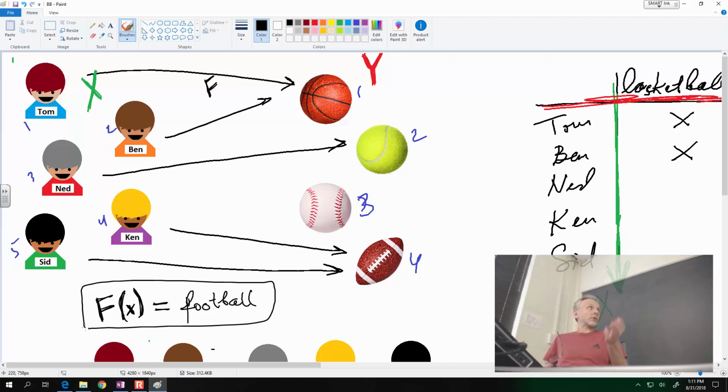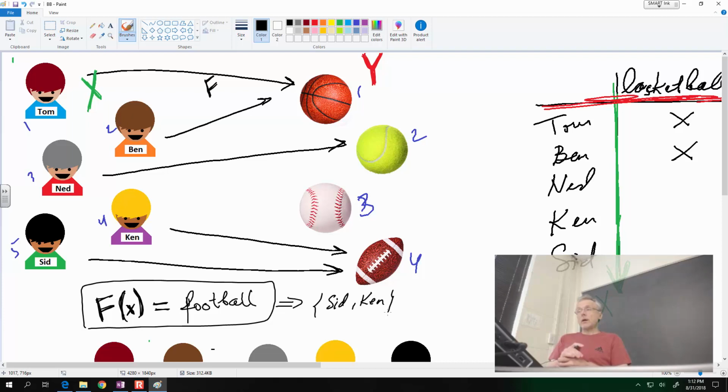So a function is given, a specific function, even though there's no formula, but it is as specific as it gets. And then you have an equation. So you're supposed to find all x for which f of x is equal to a particular value. So in this particular case, it's basketball. And so the solution set is Sid and Ken. Okay.